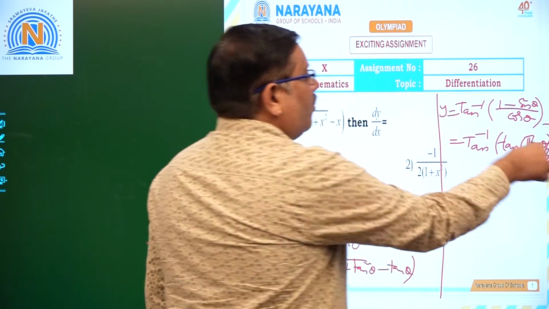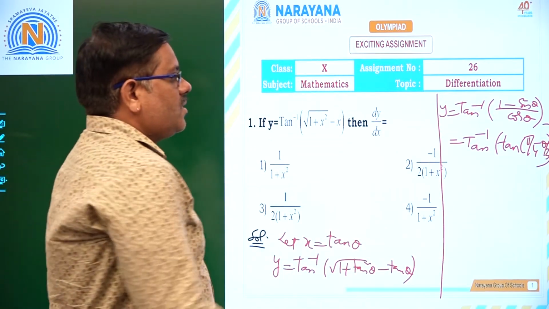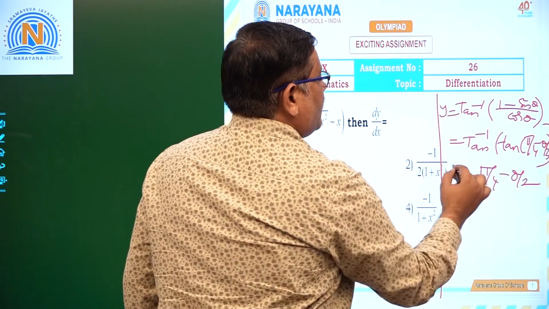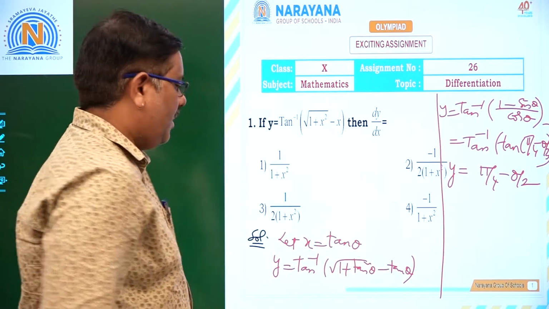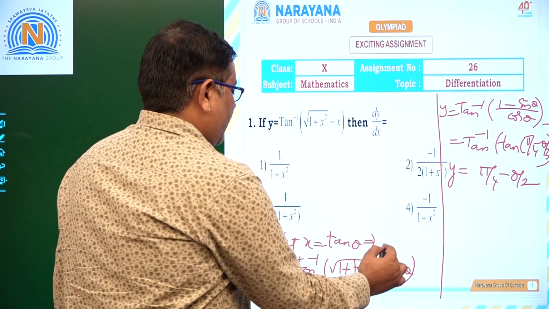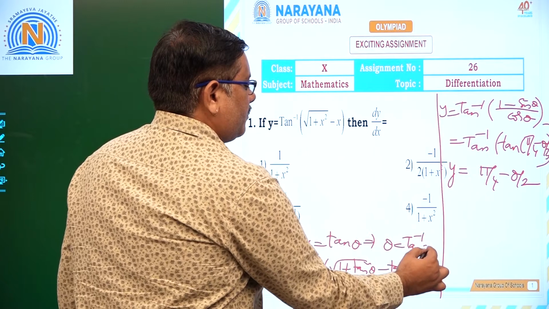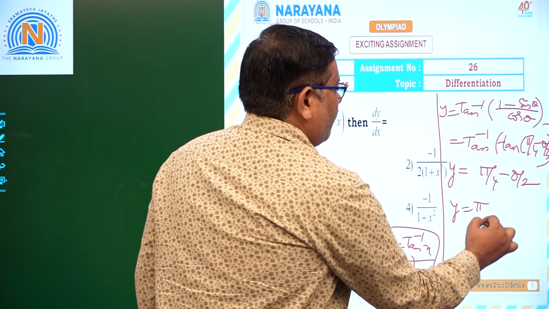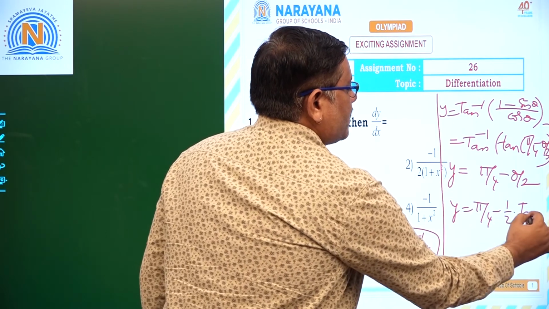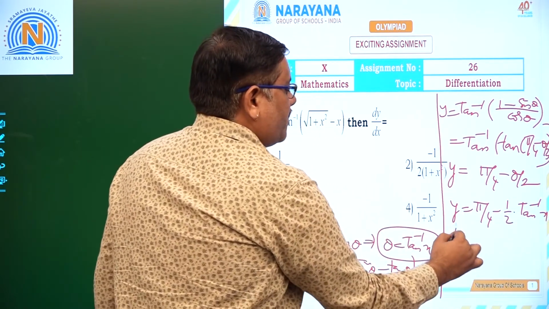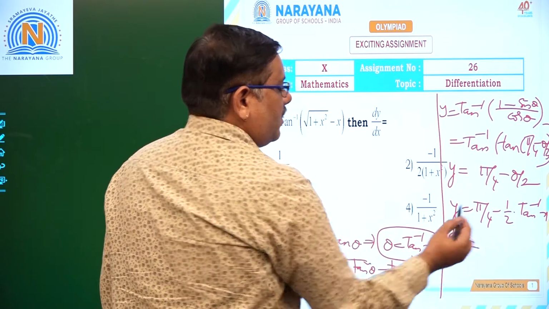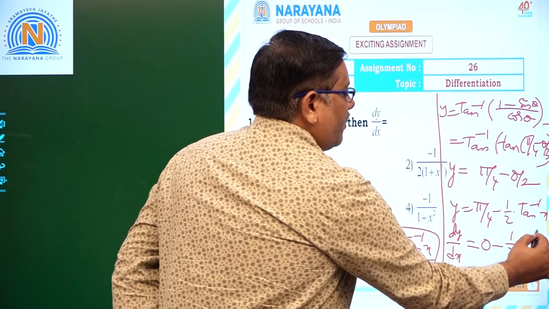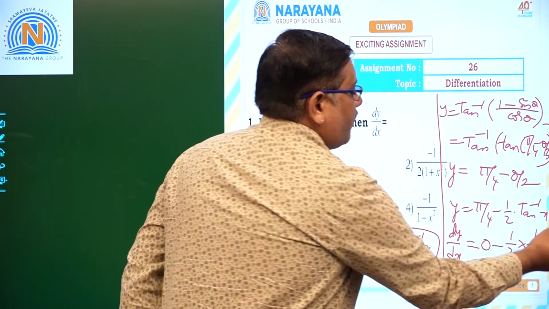This must be known to you. So tan inverse of tan we can remove, and finally you are going to have pi by 4 minus theta by 2 as my y. Very simple. Now here x is tan theta, so theta is going to be tan inverse of x. Then my y will become pi by 4 minus 1 by 2 into tan inverse of x. If I differentiate with respect to x, dy by dx: derivative of constant is 0, minus 1 by 2 into derivative of tan inverse x, which is 1 by 1 plus x square.